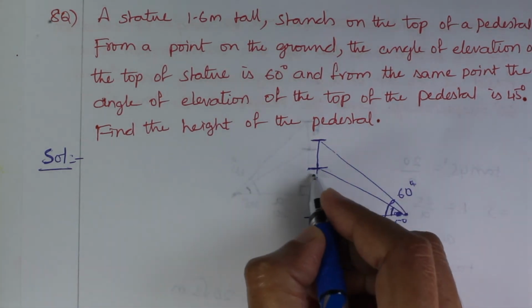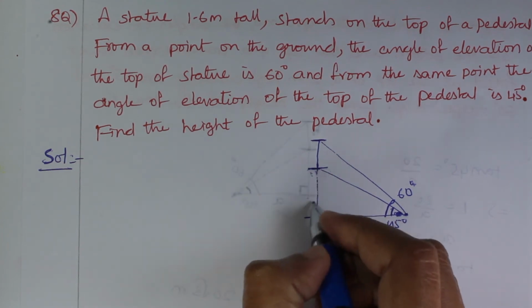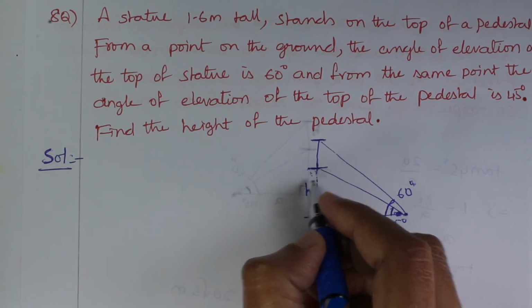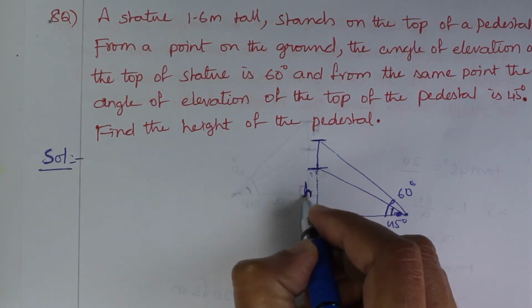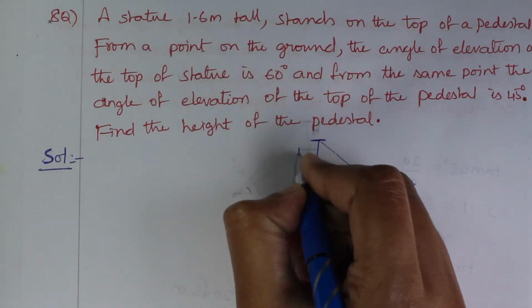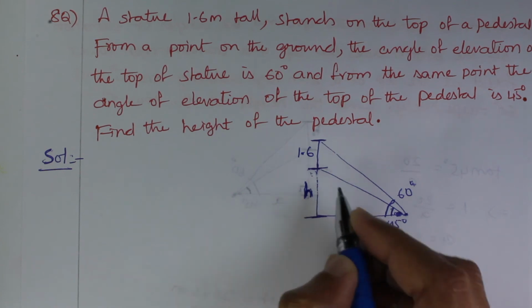Now we have to find out the height of the pedestal. So this is the height of the pedestal. Let us assume this height to be h. We know the height of the statue, that is 1.6 meters. And this is the height of the pedestal. We have to find out h.